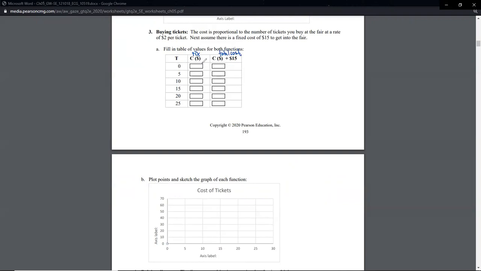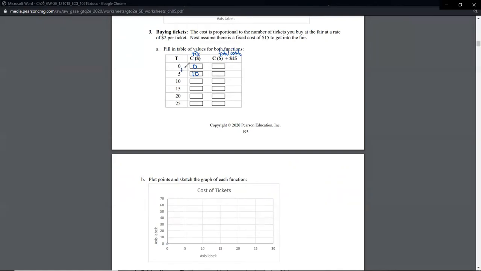So if you buy 0 tickets, you're not going to pay any money for tickets. If you buy 5 tickets, they cost $2 each. So the first one costs you 2, the second one 2, 2, 2, 2. That would be $10. I'm sorry, $2 per ticket, and we're getting 5 tickets. 2 times 5 is 10.